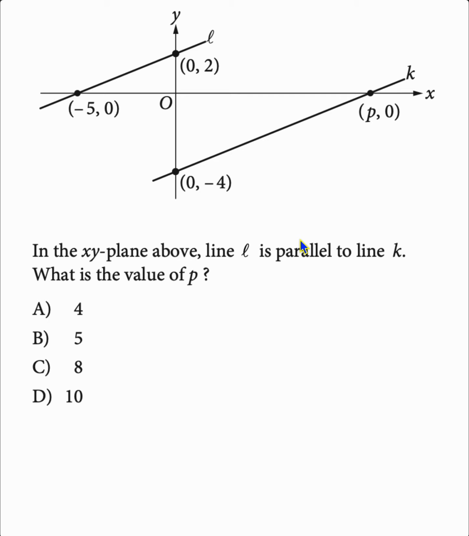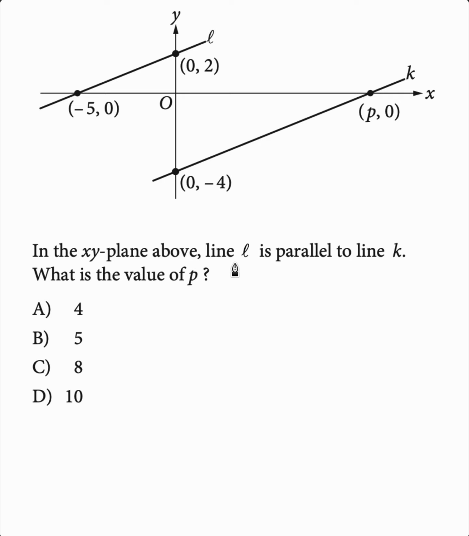So today we have a math problem related to an XY plane. We try to find the slope or coordination on an XY plane. Basically, it's giving you two lines on a graph, as you can see here. The question is, in the XY plane above, which is this line L, is parallel to line K, which is this.